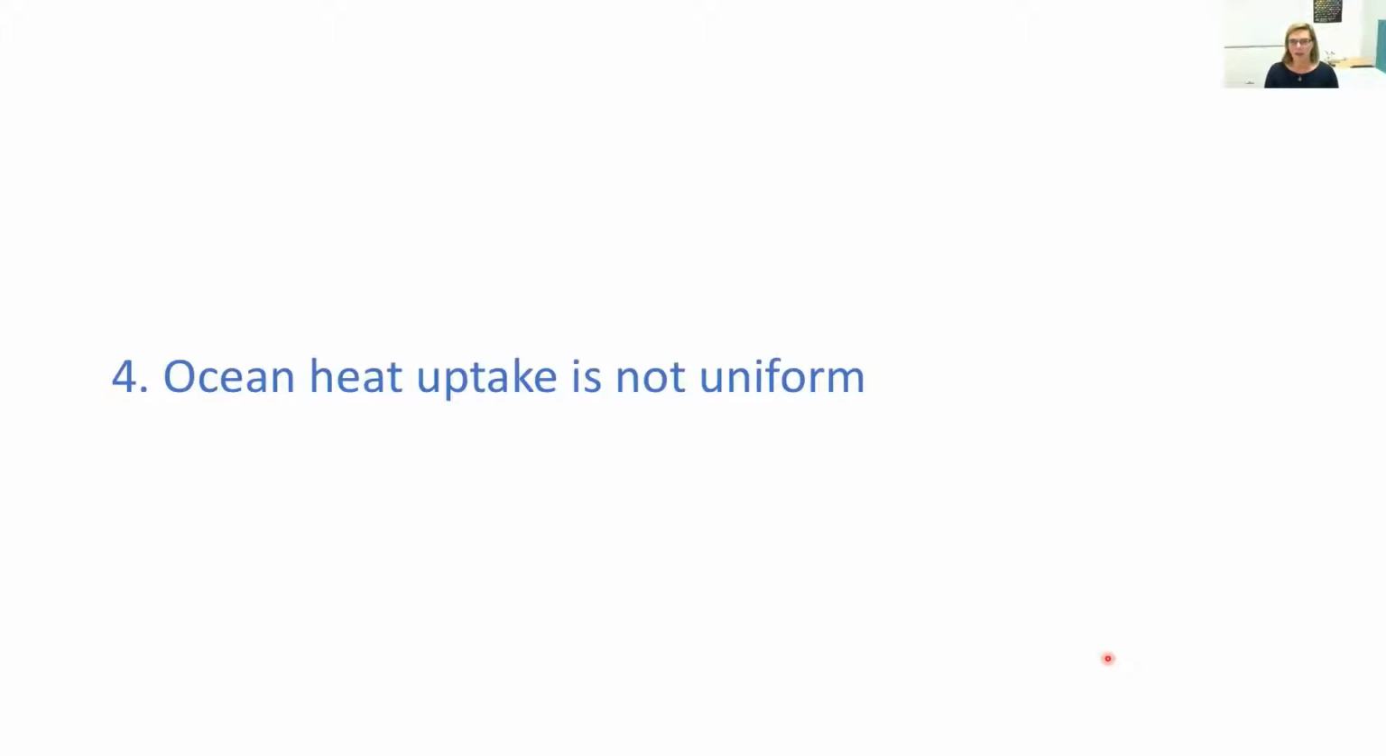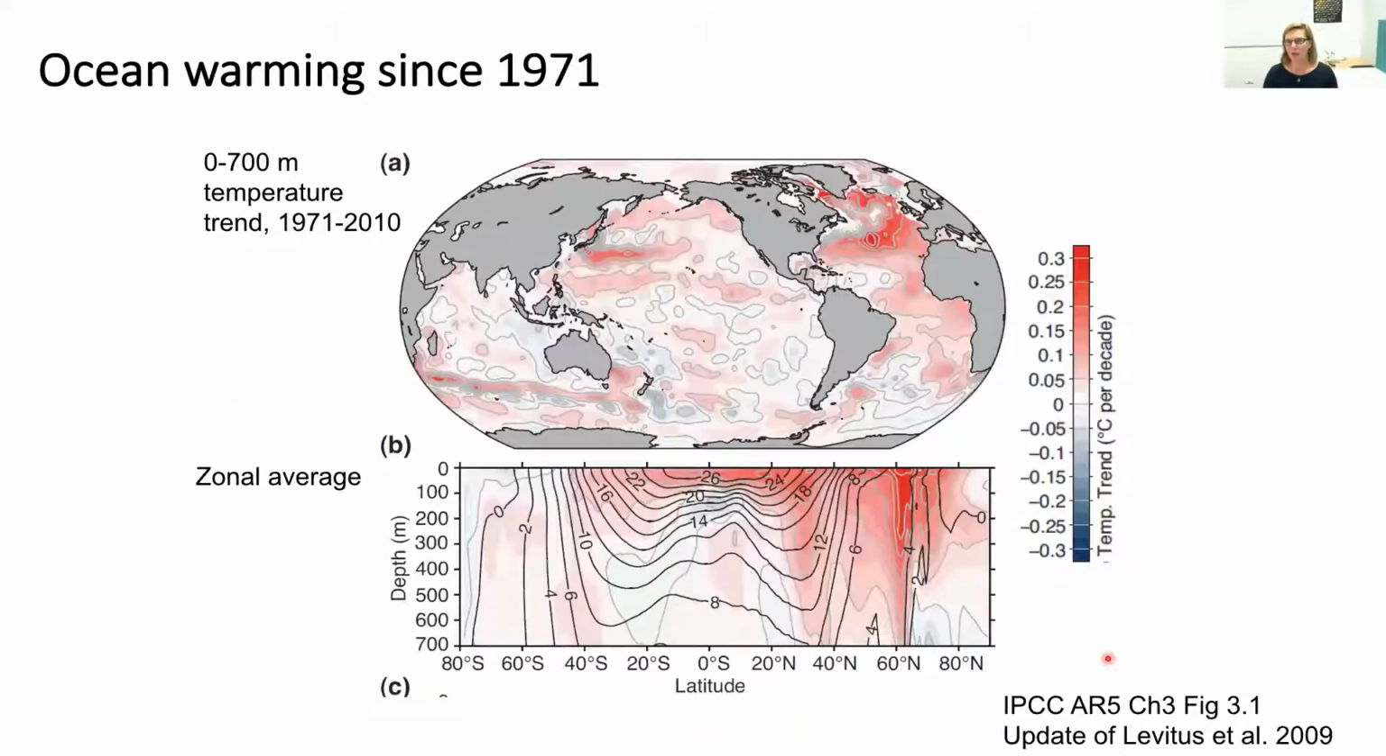So one point to make is that ocean heat uptake is not uniform, and by that I mean it varies regionally. So this is a figure from the 5th assessment report of the IPCC, which was published in 2009, showing the change in temperature since 1971 in the upper 700 metres. And you can see that there's warming pretty much everywhere, apart from a few places where there's some light blue areas. But the Southern Ocean is a place where there's quite strong warming, the Tasman Sea, and certainly the North Atlantic Ocean.